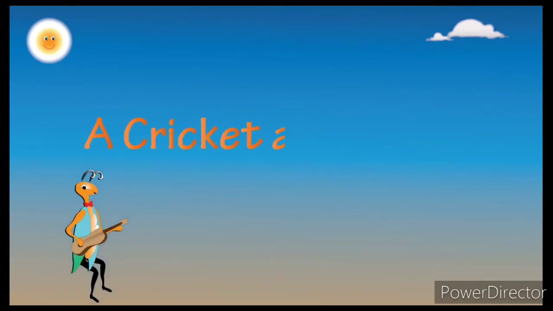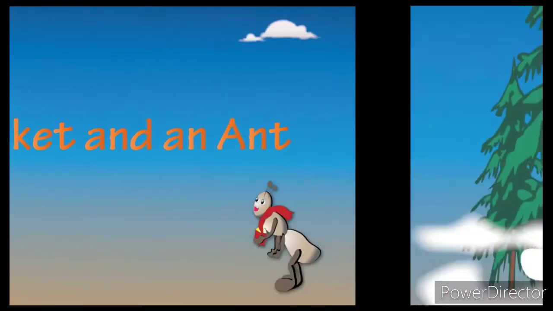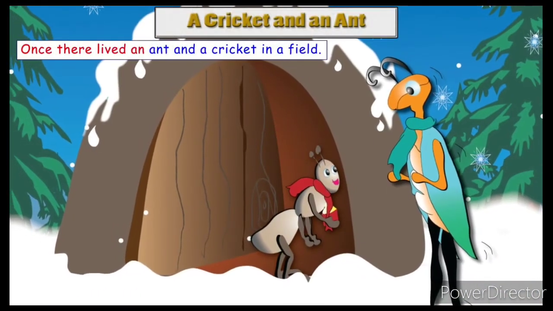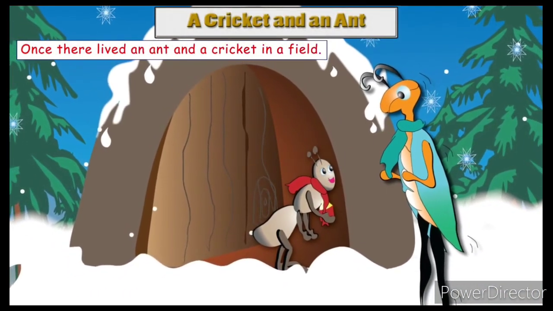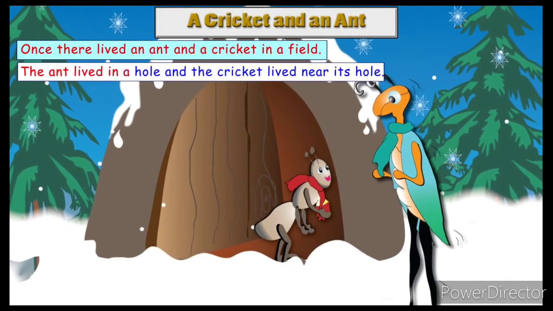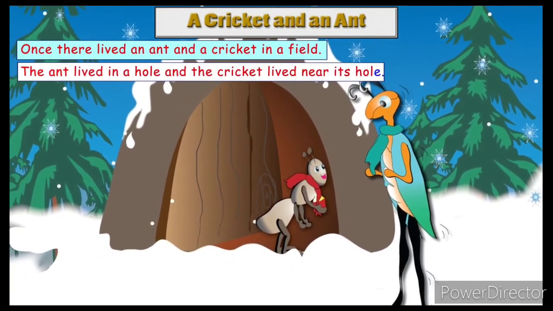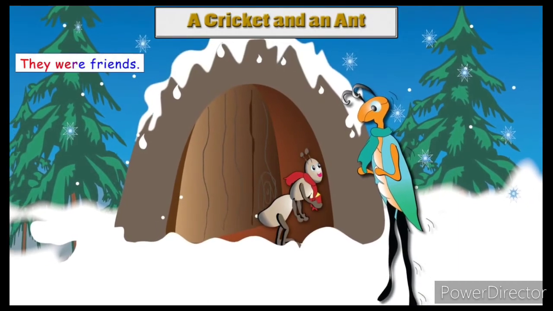So let us understand in a simple way. Once there lived an ant and a cricket in a field. The ant lived in a hole and the cricket lived near its hole. They were friends. The ant was very hardworking, but the cricket was very lazy.